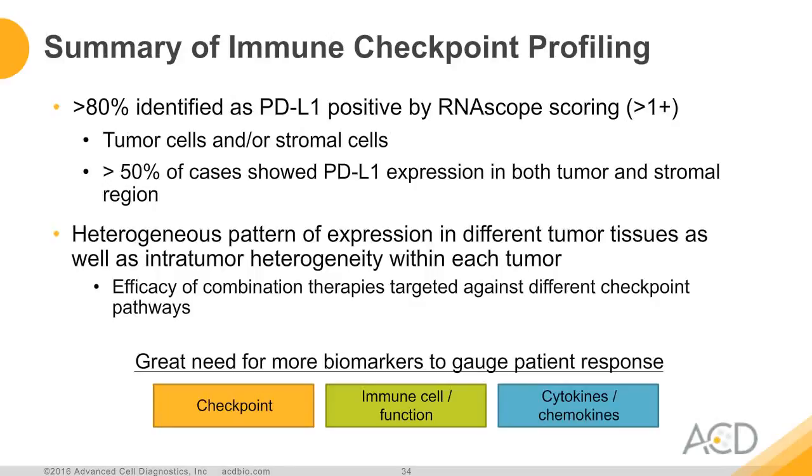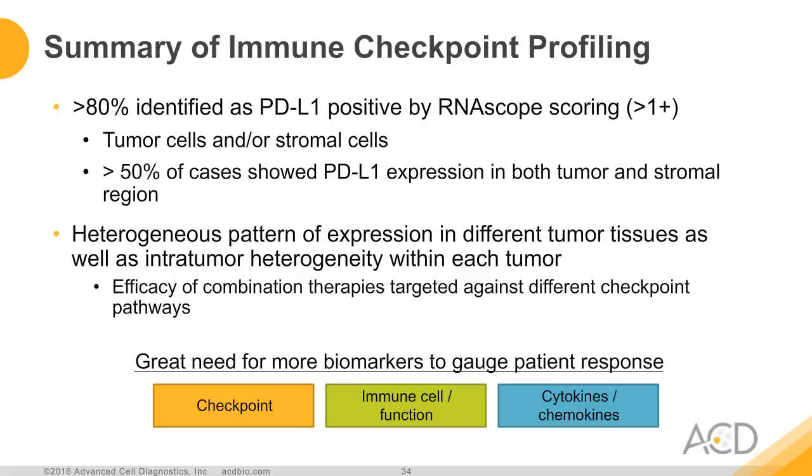To summarize the study, the expression profiles of immune checkpoint and functional markers were evaluated in the tumor microenvironment of 60 NSCLC FFPE tissues by RNAscope. A large proportion of non-small cell lung cancer cases were identified as PD-L1 positive by RNAscope scoring, either in tumor cells and/or stromal cells. Over 50% of cases showed PD-L1 expression in both tumor and stromal cells.